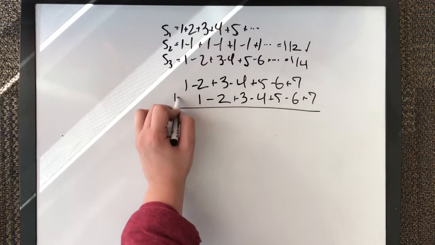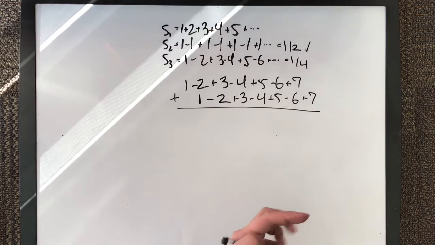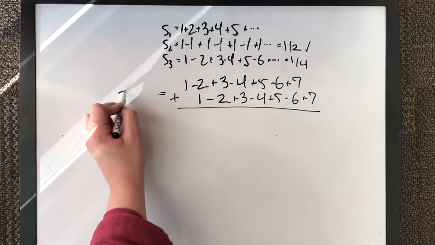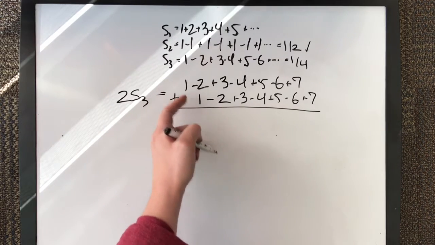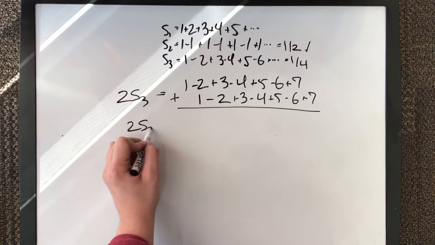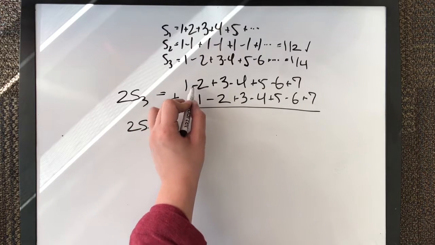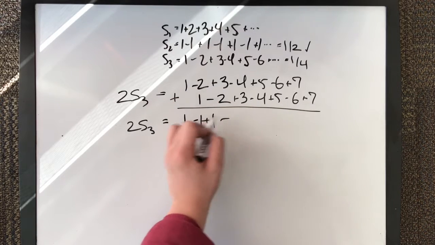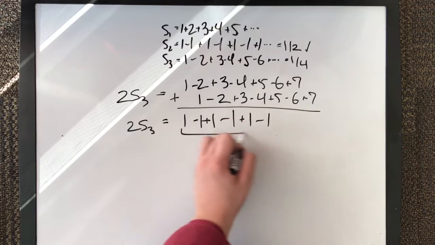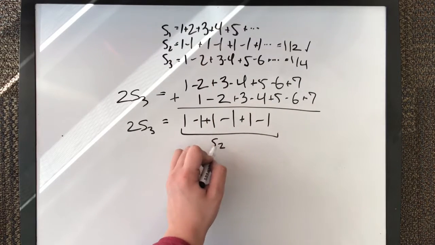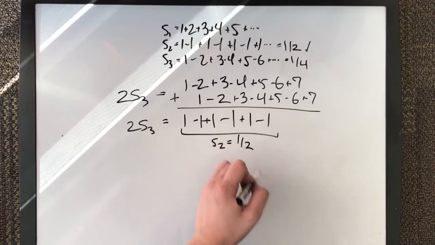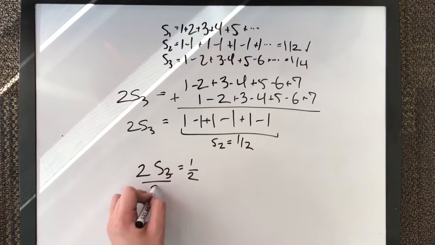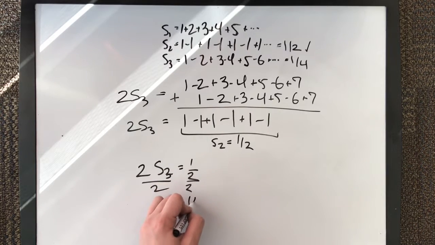And it doesn't matter that we do this because both series are infinite, so every integer is going to have a pair anyway. So what we have over here is 2 of series 3, since we have 2 right here. And when we figure that out, we have 1, negative 2 plus 1 is negative 1, 3 minus 2 is 1, and so on. And this should look familiar because this is actually series 2 right here. And we know that series 2 is equal to 1/2. So now we can say that 2 times series 3 is equal to 1/2. We divide by 2, and series 3 is equal to 1/4.